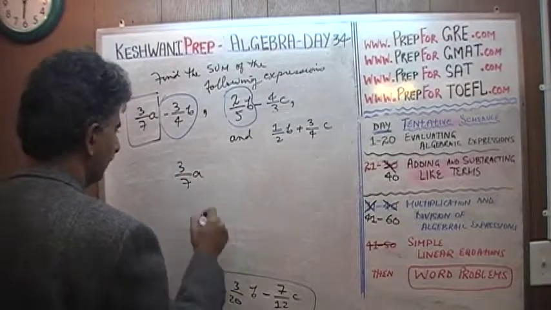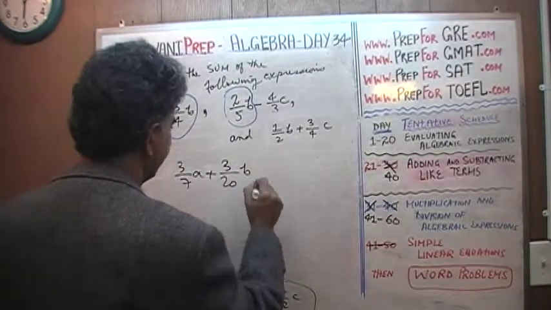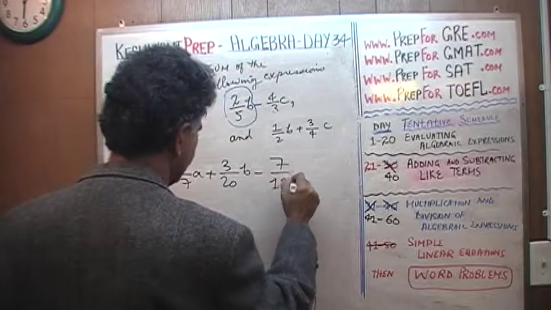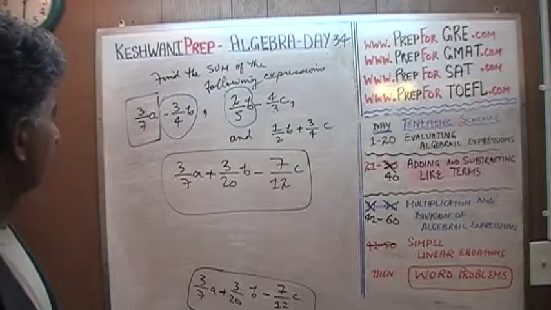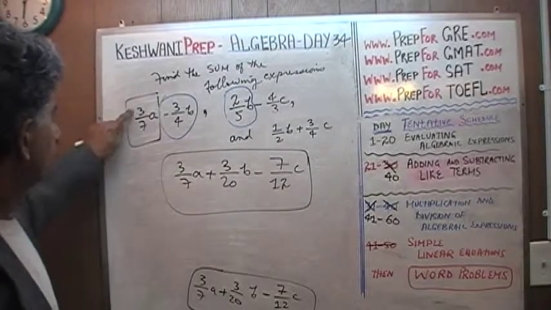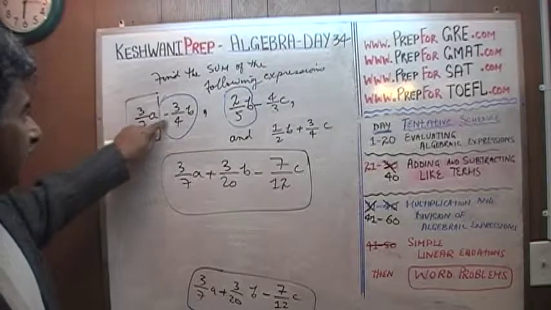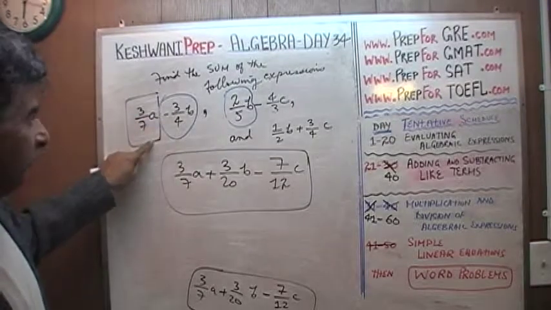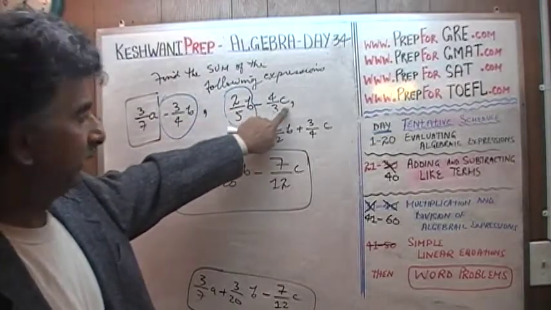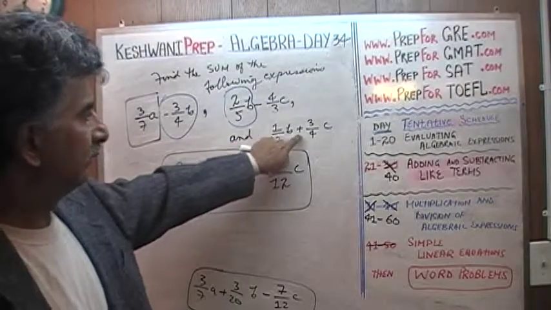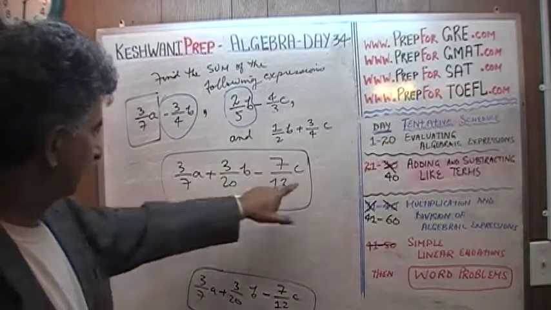3/7a plus 3/20b minus 7/12c. Voila. This is the answer when you add up these three expressions. I'm going to read the expressions one more time. 3/7a minus 3/4b, that was the first expression. Second expression was 2/5b minus 4/3c. And the third expression was 1/2b plus 3/4c. And our job was to find the sum of these three expressions. And the sum is this.